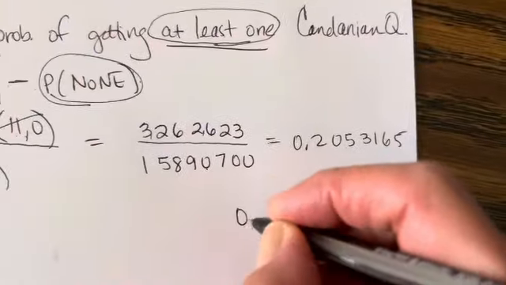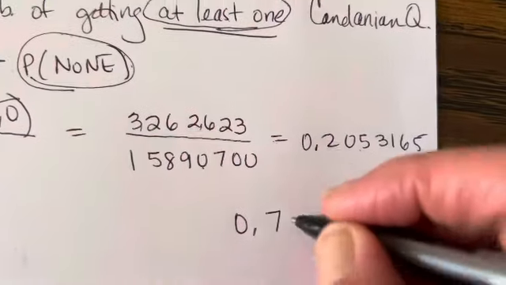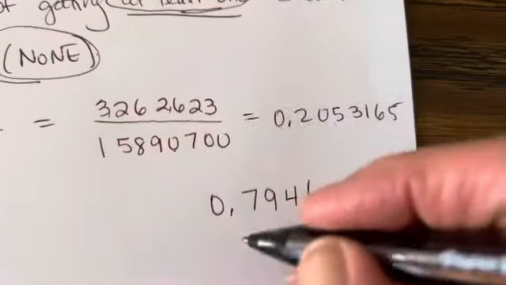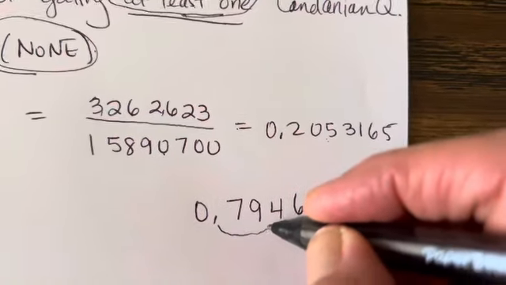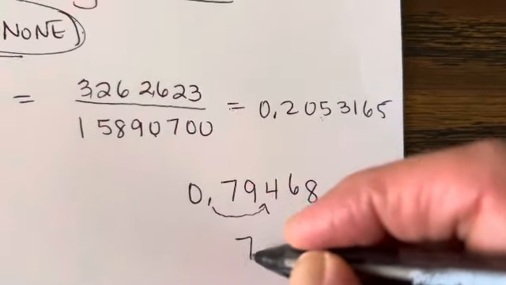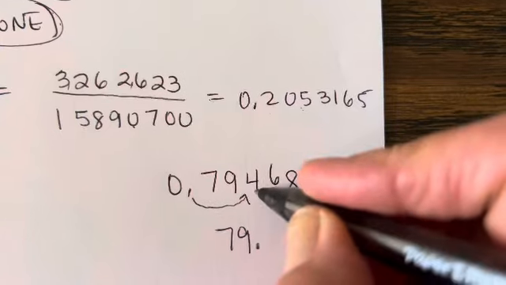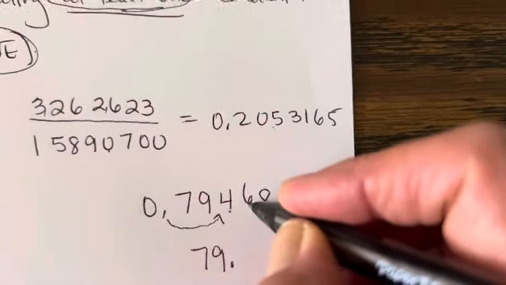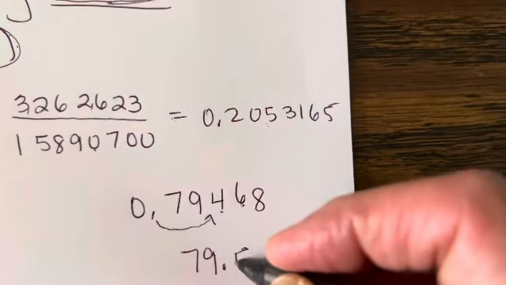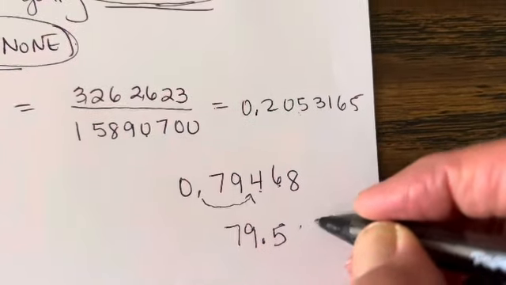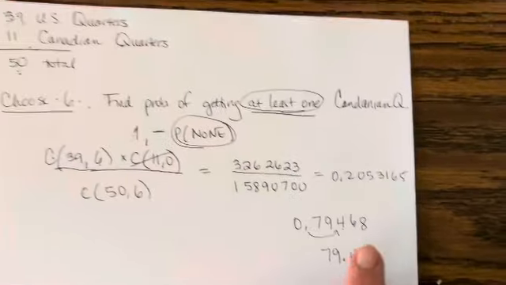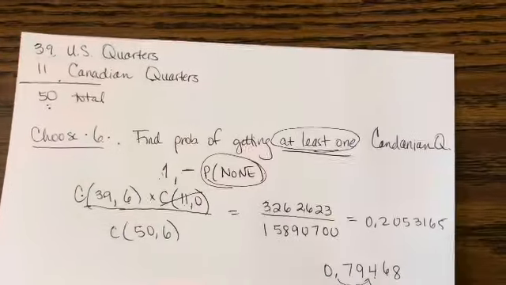Let's be careful with our decimals. You get something like this, 7, 9, 4, 6, 8. That's good enough. If you move your decimal over 2 places, you can see you're gonna get 79. Oh, well look, it's not gonna be 79.4 because this next number is 5 or bigger, so you're gonna have to round it up. So it should be 79.5%. So that should be the probability of getting at least 1 Canadian, which makes sense.